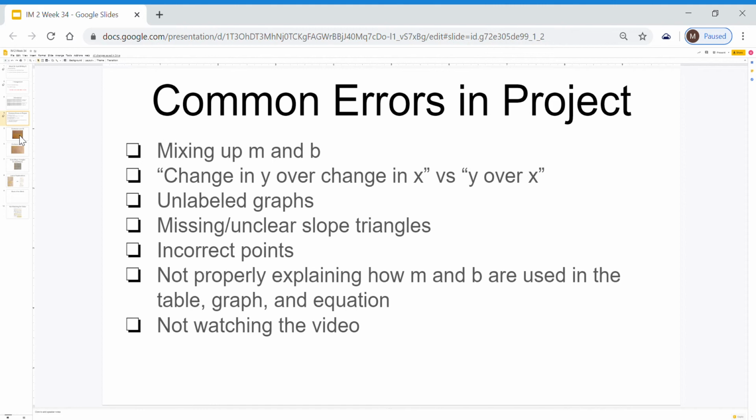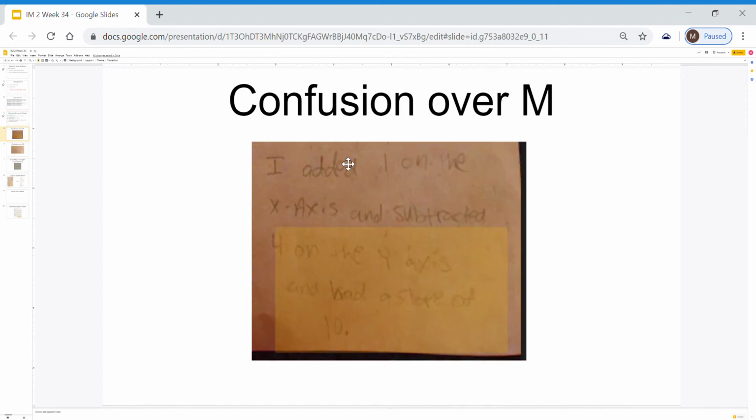So let's highlight some student mistakes by looking at some sample work. So, confusion over m. This student said, I added 1 on the x-axis and subtracted 4 on the y-axis and have a slope of 10. That doesn't make sense if you're talking about change in y over change in x. Your change in y was -4 and your change in x is 1. It cannot be possible that your slope becomes 10. That doesn't make sense.